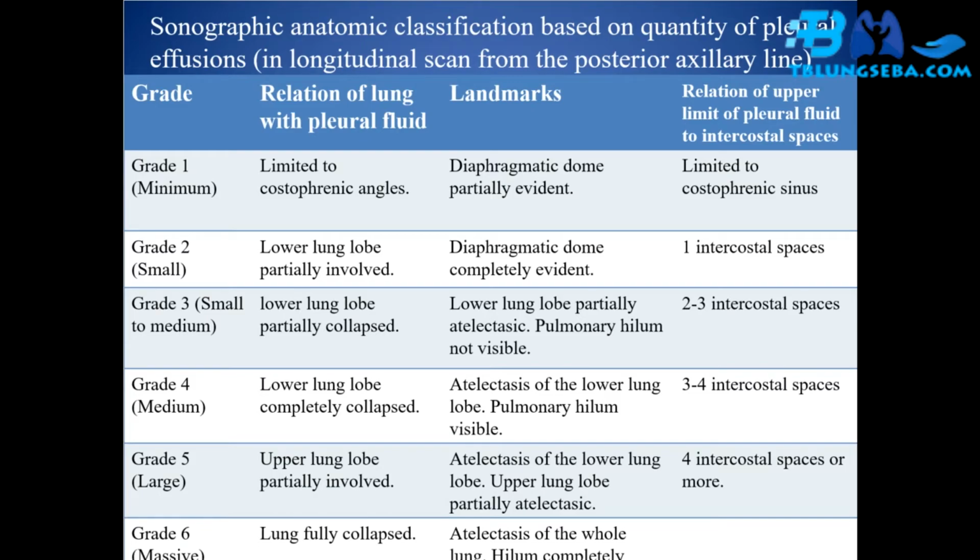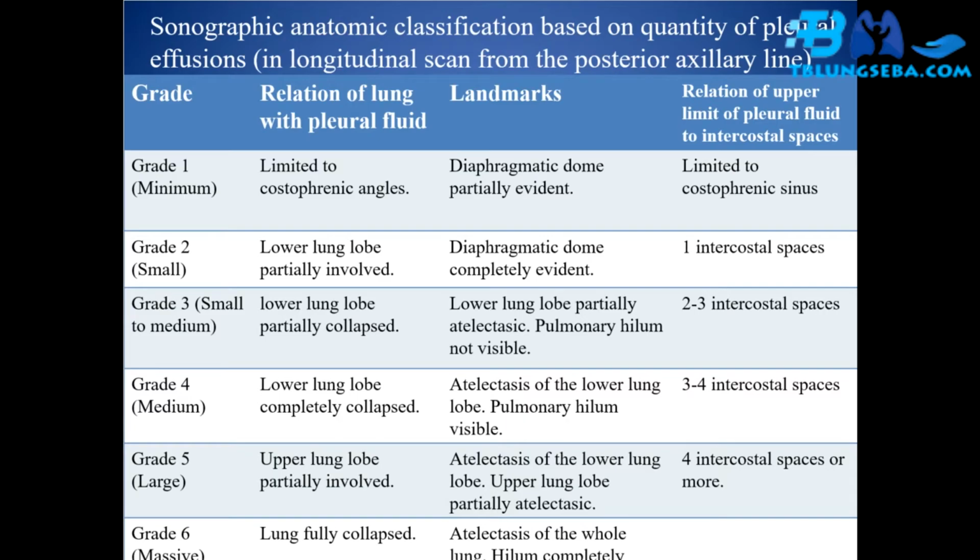Grade 3, small to medium. Lower lung lobe partially collapsed. Lower lung lobe partially atelectatic. Pulmonary hilum not visible. 2-3 intercostal spaces. Grade 4, medium. Lower lung lobe completely collapsed. Atelectasis of the lower lung lobe. Pulmonary hilum visible. 3-4 intercostal spaces.